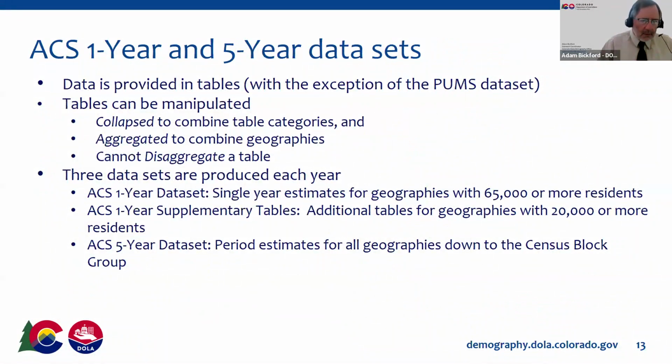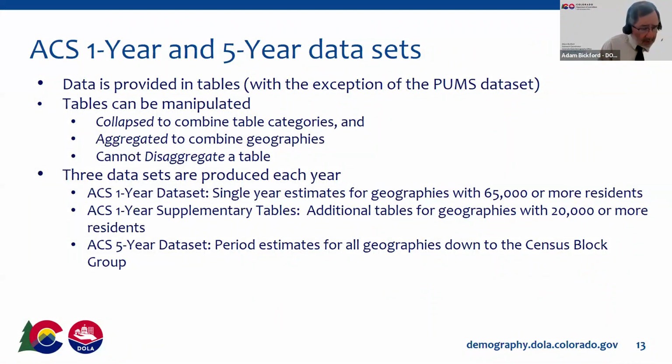Now, some more detail about the American Community Survey. First of all, the American Community Survey data that we have comes to us in tables. They're pre-tabulated, and what we often have to do is manipulate those tables. We can collapse categories to get broader categories, say, of income or of age. We can aggregate geographies to create a summary for someone's service territory. But one thing that we can't do is disaggregate a table. We can't take a tabulation and make it more detailed.